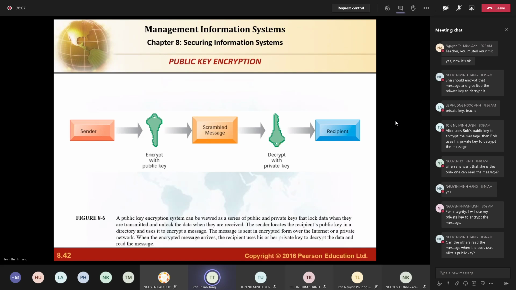So I got one question from Hang. Can the other read the message when the boss used the Alice public key? No, because Alice public key messages can be read only when we have the private key of Alice to decrypt it. Okay. Okay, Hang. Then now back to my question.